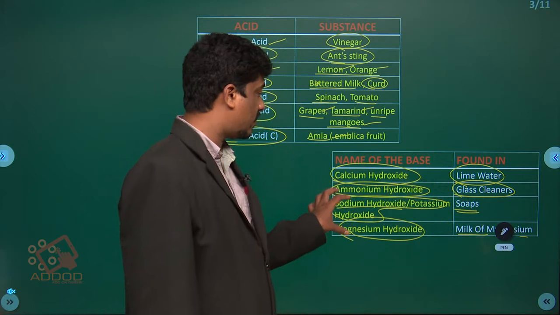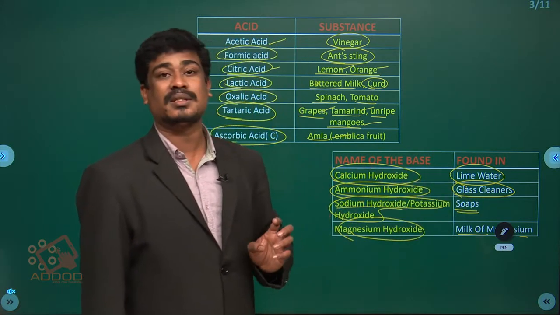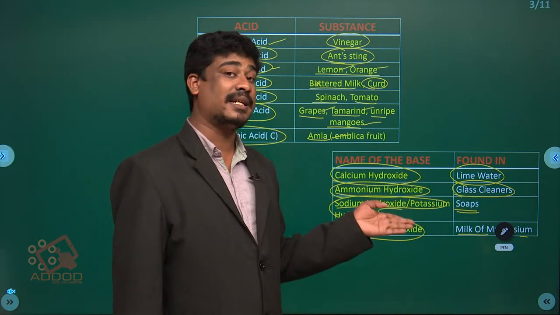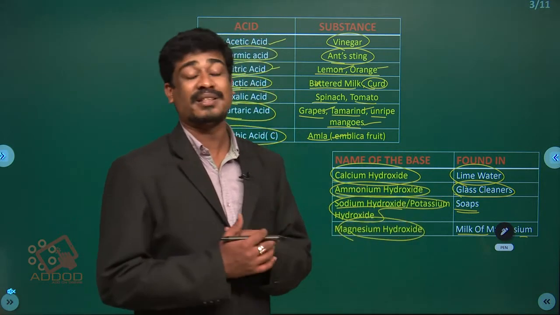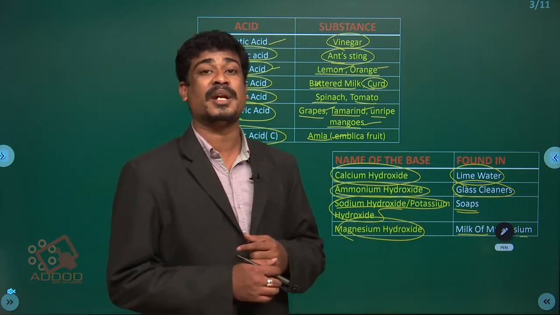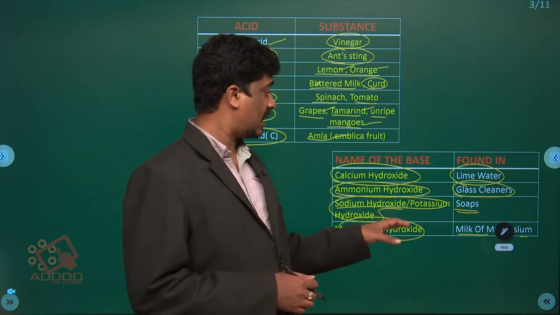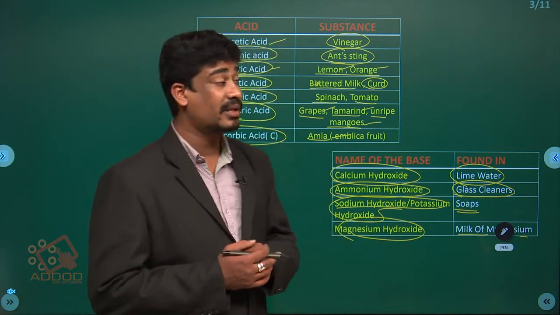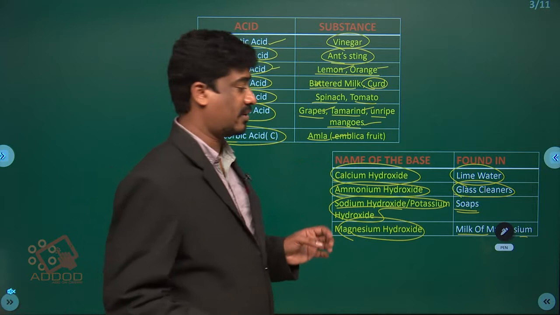These are the bases, their chemical names, and the substances like lime water, glass cleaners and soaps in which we can find them. Glass cleaner contains ammonium hydroxide. Important. Soap is made up of potassium and sodium hydroxide. In the same way, magnesium hydroxide is also called milk of magnesia. That's it. Just remember it. These are very important. Next, going to the next topic.